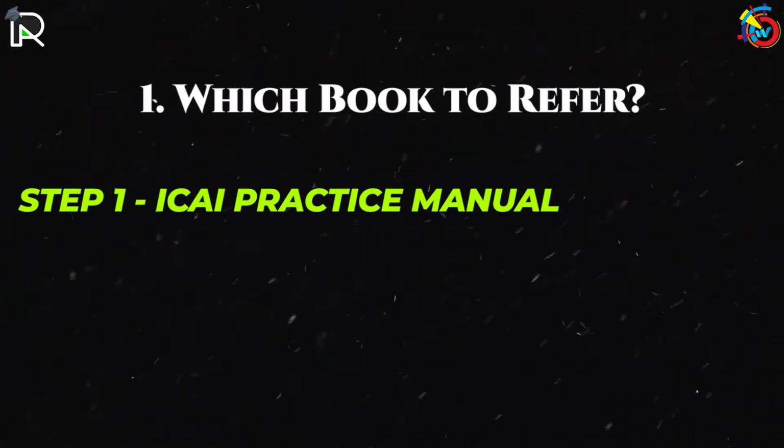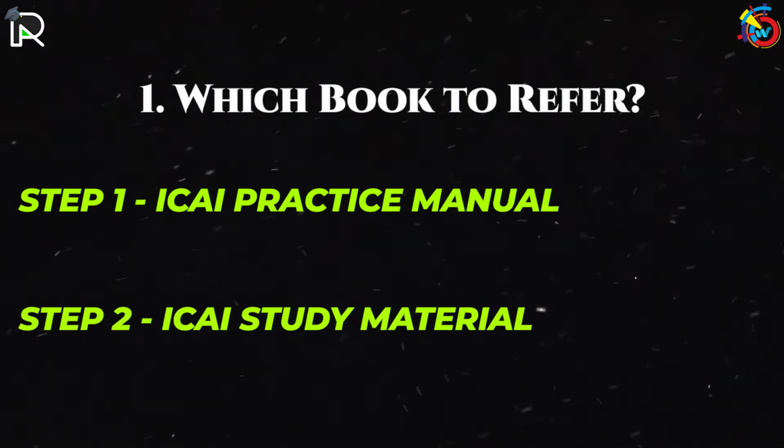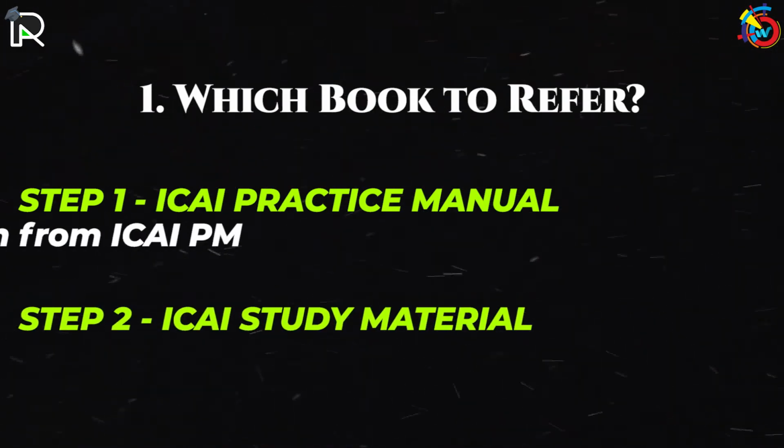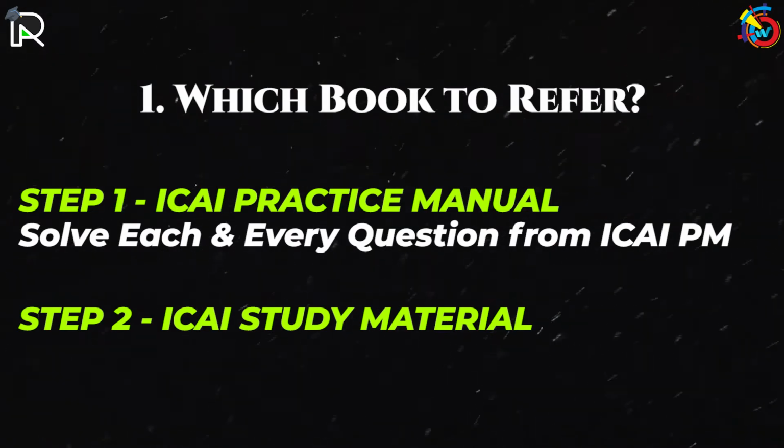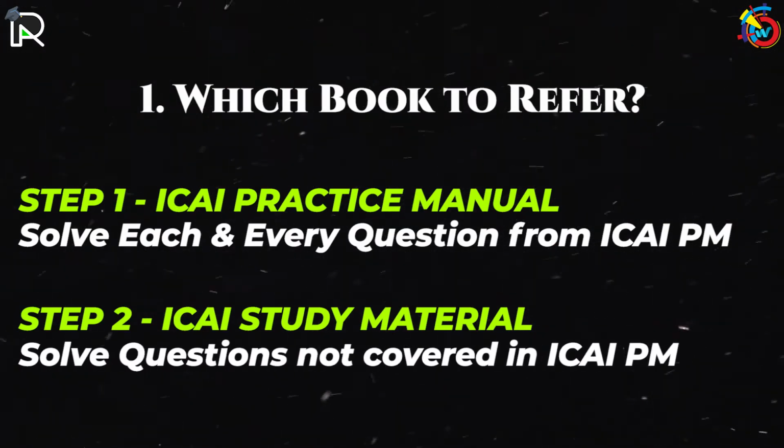One, which book to refer? Step number one, ICAI practice manual. Step number two, ICAI study material. Step number one, you have to solve all the questions of the ICAI practice manual. That is a must. When you go to the study material, you just have to solve the questions which are not covered in step number one.